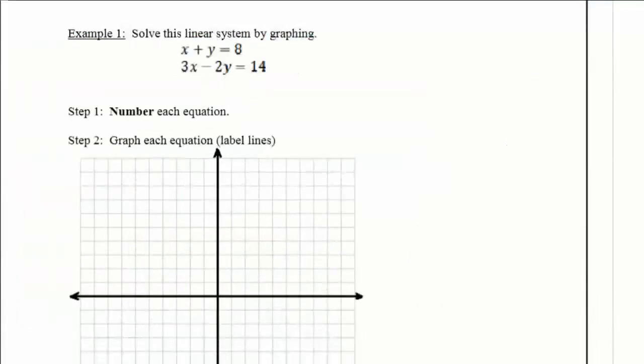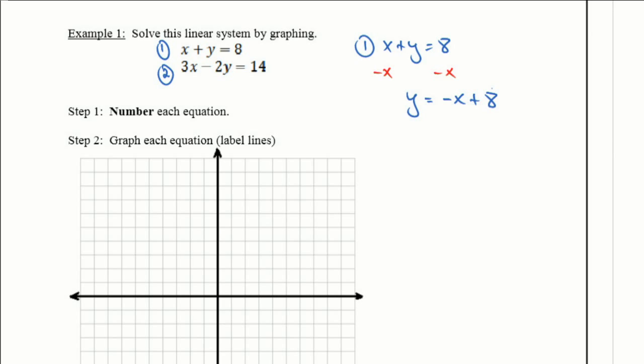So before I get started, I'm going to label my lines. I'm going to call this one number 1 and this one number 2. And I'm going to convert line number 1 into slope-intercept form. So I get x plus y is equal to 8. I'm going to move the x to the other side, and I'm going to get y equals, I'm going to sneak it in front, negative x plus 8. So I know I have my slope, and I have my y-intercept, and I'm going to plot that onto my graph here. So the y-intercept's 8. I'll go 1, 2, 3, 4, 5, 6, 7, 8.